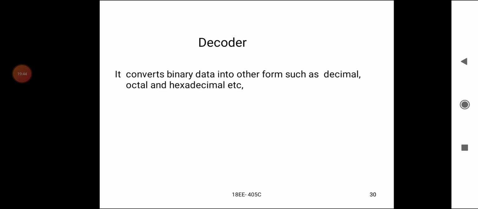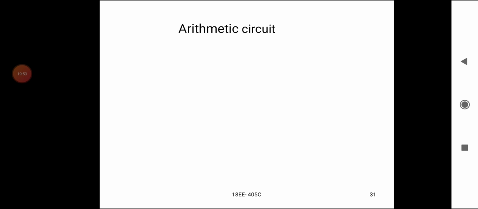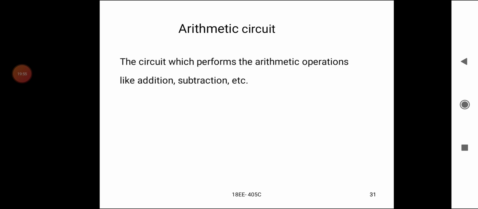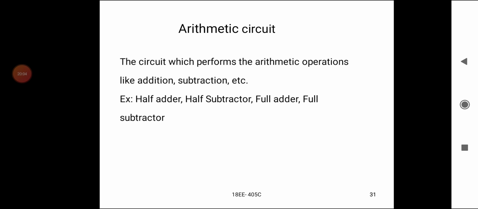Decoder, it converts binary data into other forms such as decimal, octal and hexadecimal, etc. Arithmetic circuit, the circuit which performs arithmetic operations like addition, subtraction, etc. Half adder, half subtractor, full adder, full subtractor.